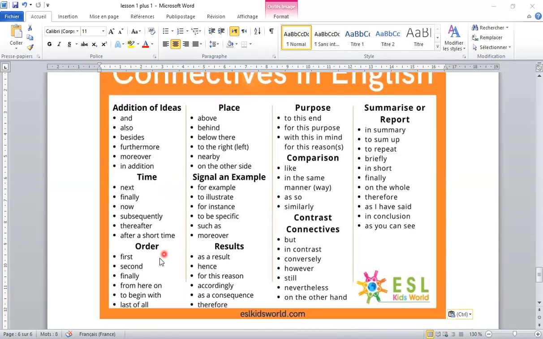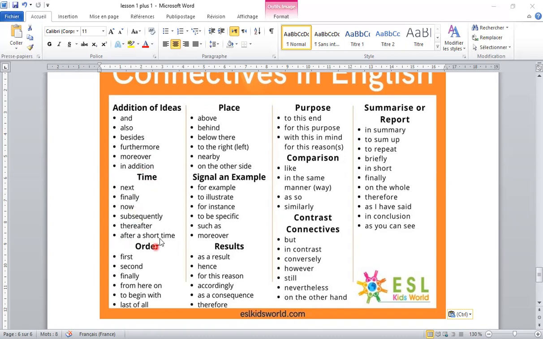Other connectives in English are for order, like chronological order: first, second, finally, from here on, to begin with, last of all. So you can use these connectives depending on what you would like to explain. If you would like to add more ideas to explain something or to elaborate your idea, you can use either one of these connectives, like and, also. If you are talking about time, use next, finally, now, subsequently, thereafter, after a short time.